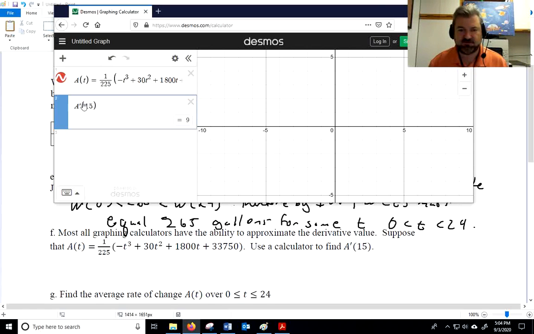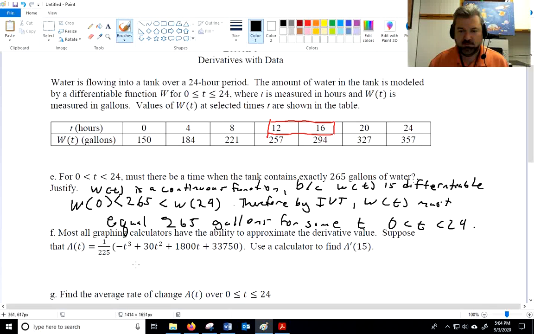You type in the function, you do A prime of 15. So 9, what's the unit? Gallons per hour. They didn't ask me for units, but it doesn't matter. I'm going to give them units every time if they gave me units in the problem.